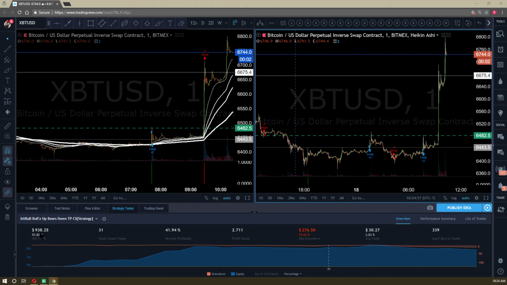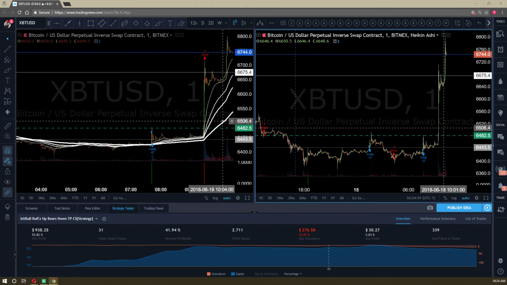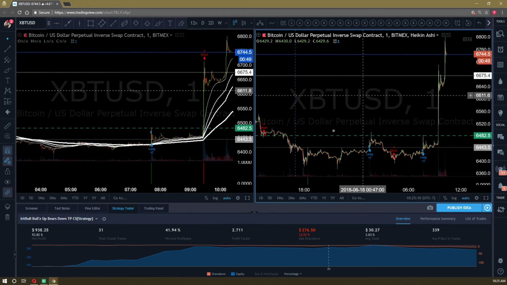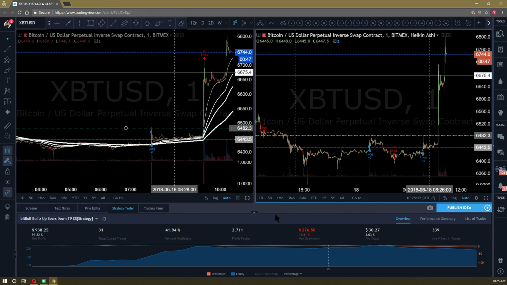The real thing you want to look at is, if I had one Bitcoin and I was trading with this bot, what would it have brought me? And that's what these numbers tell you right here. This week, it would have brought you $938 with this strategy bot. On average trade, you would have made $30 each trade. That's how you look at this.